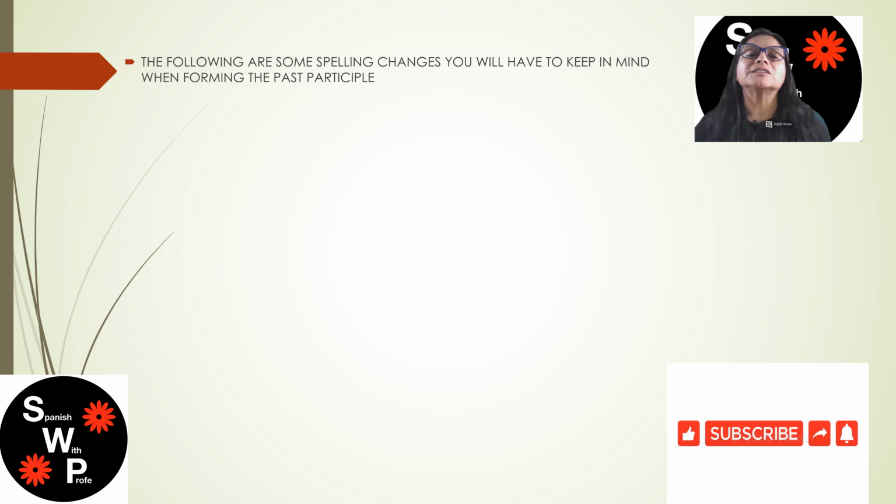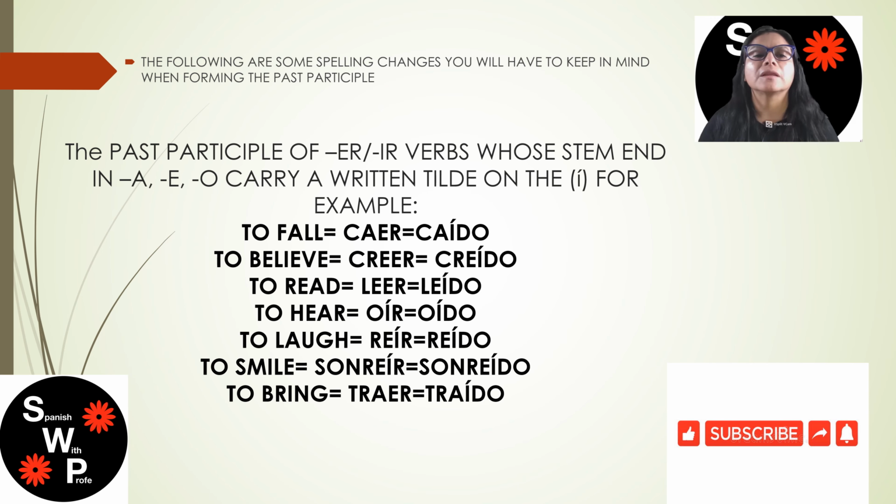The following are some spelling changes you'll have to keep in mind when forming the past participle. The past participle of -er and -ir verbs whose stem ends in a, e, or o carry a written tilde on the i. For example, caer es caído, creer es creído, leer es leído, oír es oído, reír es reído, sonreír es sonreído, traer es traído.